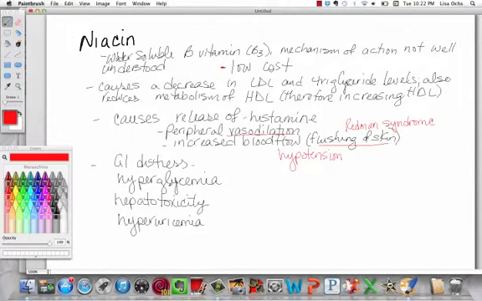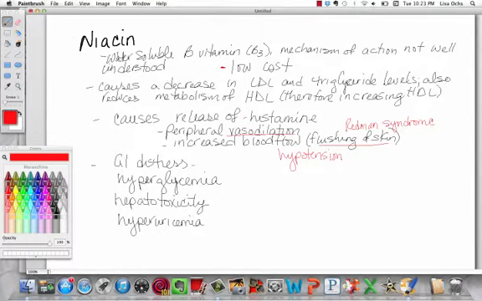Hyperglycemia, this one is unique to niacin. You have to watch the patient's glucose levels. They don't recommend niacin for diabetic patients. For this reason, their blood sugar levels will be difficult to control because of the niacin. Their blood sugar levels will continue to go up.